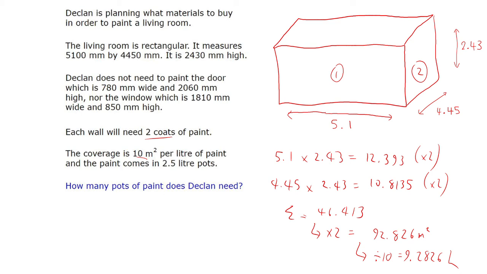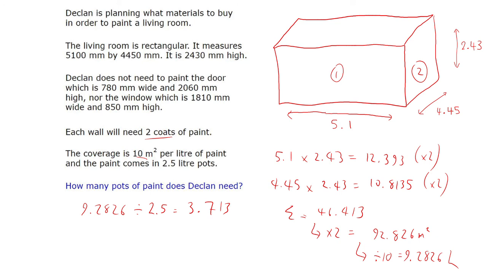Step 3, once I have the number of litres of paint I need, I'll divide it by 2.5 because each pot of paint is 2.5 litres. So I'll do 9.2826 divided by 2.5, and that gives me an answer of roughly 3.7, I think it was, 713.